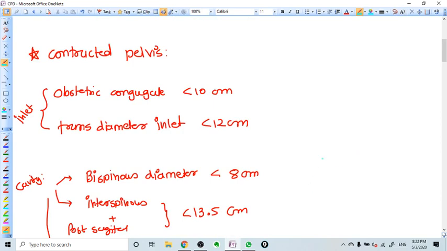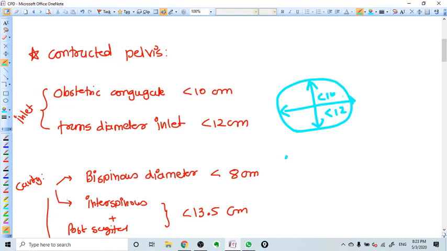When we say a pelvis is contracted, if we see that at the inlet the obstetric conjugate is less than 10 cm and the transverse diameter less than 12 cm, generally we call it a CPD. But it's not always like that. If the fetal head is small, for example in a preterm delivery, then it can easily pass even with these diameters, so there is no cephalopelvic disproportion. But when we talk about CPD, we talk about a normal term delivery.